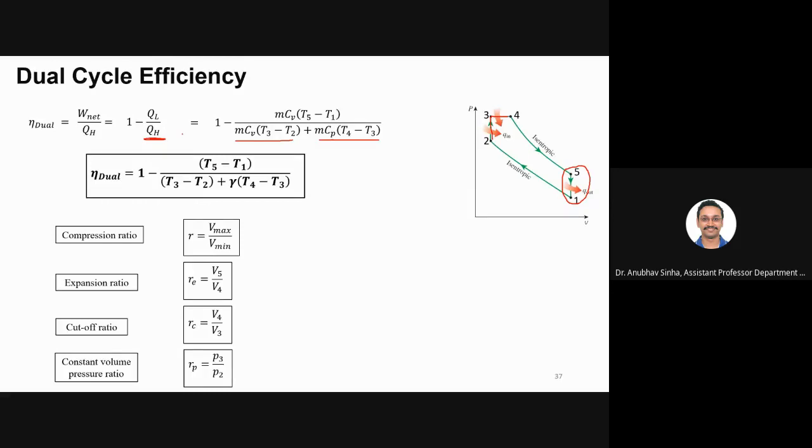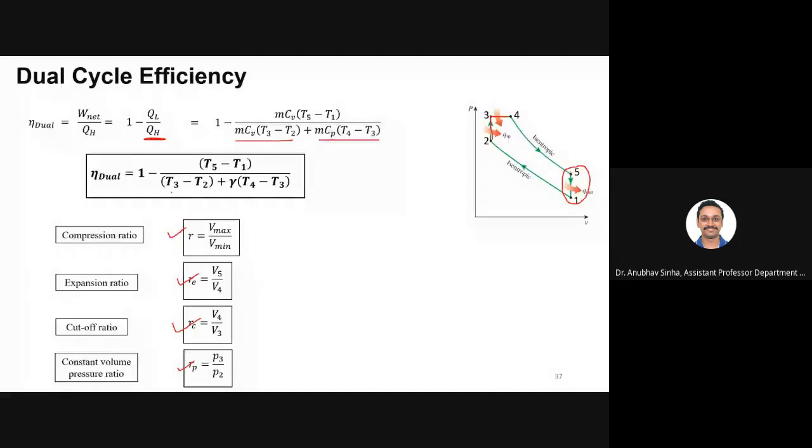Now we'll define different ratios. Compression ratio we have already defined. Cutoff ratio we have also defined. Now let us talk about expansion ratio. This is basically the ratio of V5 and V4. So this is RE, and we also define the constant volume pressure ratio P3 by P2. So we are trying to define different ratios, and we'll use these ratios to simplify these temperature terms.